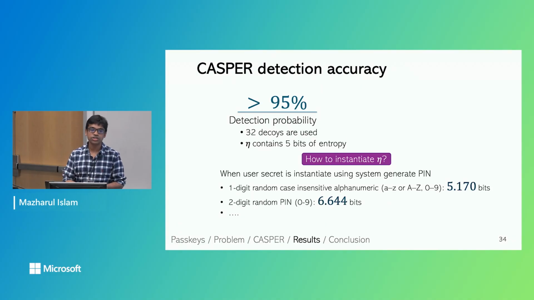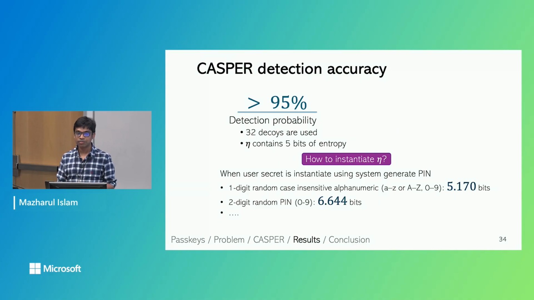So the initial question is: how can we instantiate the user secret? Well, there are a couple of ways. For example, we can run a thought experiment: if the user secret is a 1-digit random case-insensitive alphanumeric character that is system generated, then it already contains 5.170 bits of entropy. If it's a 2-digit random PIN between 0 and 9, it already contains 6.644 bits. So it's very easy to instantiate this kind of user secret in the real world to enjoy high detection accuracy.